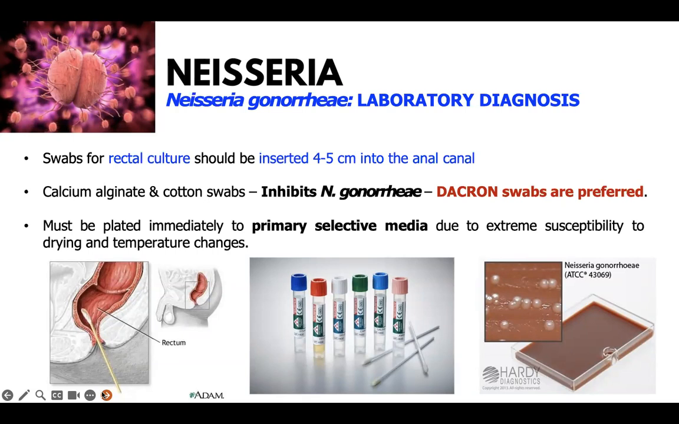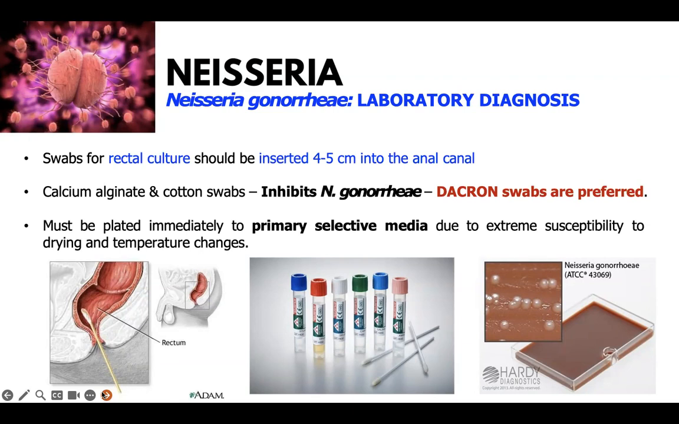Now, anong klaseng swab ang gagamitin? Okay, previously, sabi natin, calcium alginate is pwede, di ba? For nasopharyngeal samples. Pero if you're going to isolate Neisseria gonorrhoeae, huwag gumamit ng alginate or cotton swab. Okay? Kasi they would inhibit your Neisseria gonorrhoeae. So, ang best is your Dacron swabs. Okay? Dacron swab. And then immediately, as soon as you're ready, kailangan natin na ma-inoculate yun sa primary isolation media.